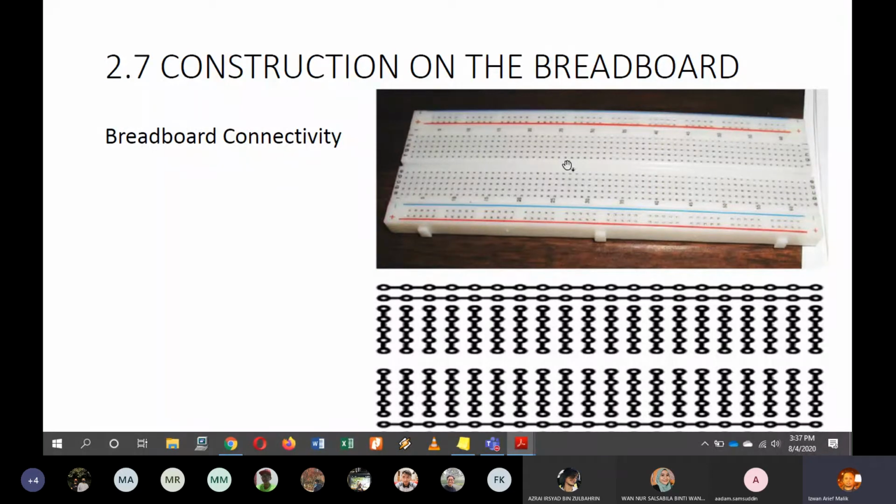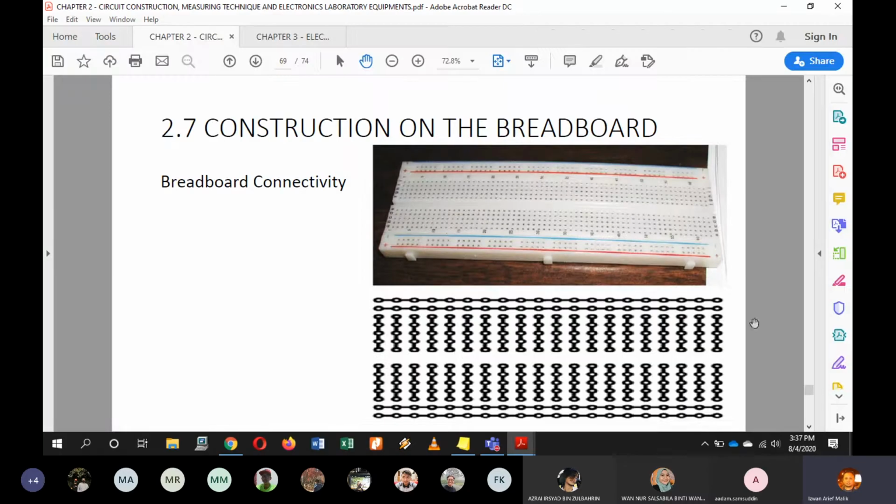It is basically quite small. You can place about 4 to 5 ICs only, and if you have more components, it means you require more than one breadboard. So this is the connectivity. You have these 2 vertical lines on the top and 2 vertical lines on the bottom as well. These 2 lines here represent the 2 lines on top, and these 2 lines represent the 2 vertical lines on the bottom part.